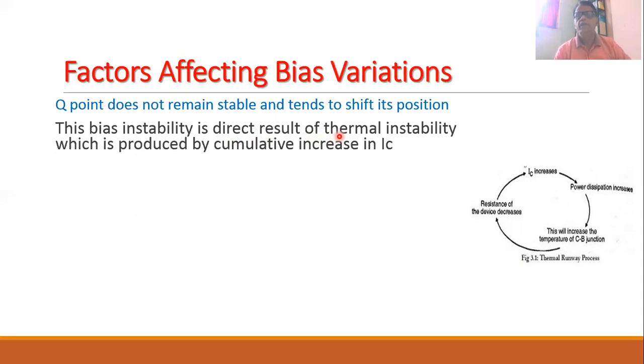And due to the variation in the temperature, the collector current of the transistor will increase. And when the collector current in the transistor increases, it will ultimately shift the position of the Q point of the transistor.